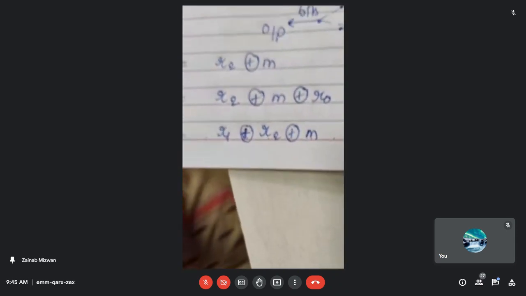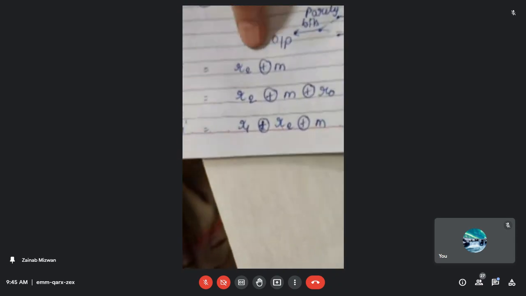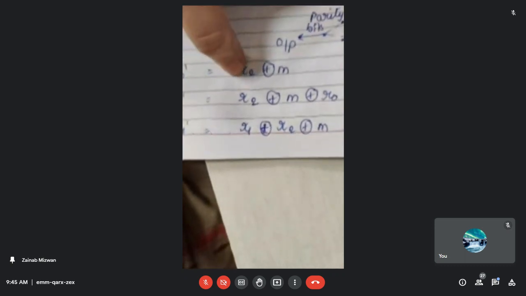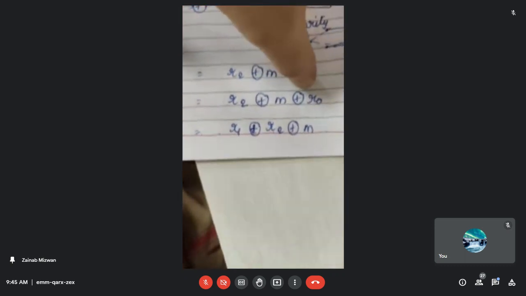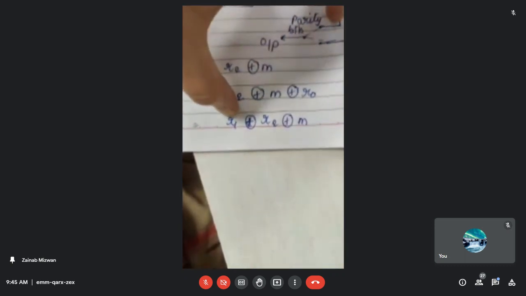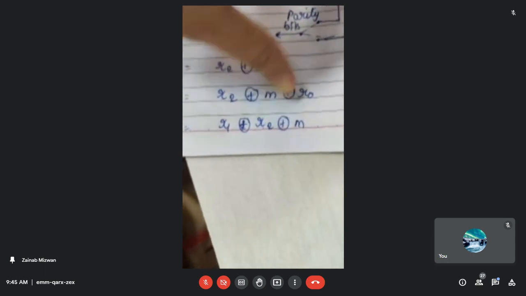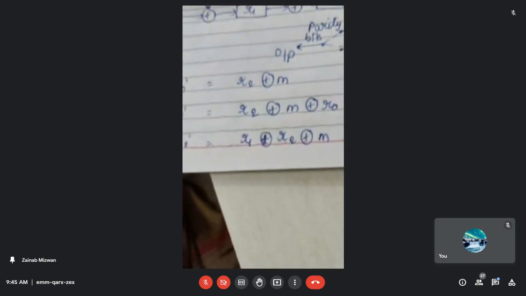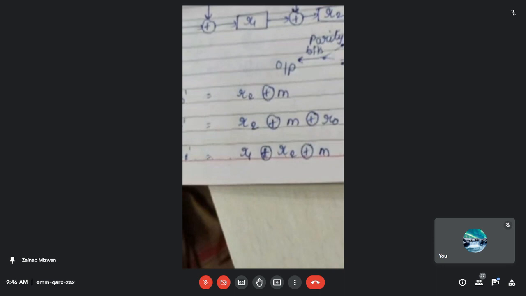This equation I have written: R0 dash equals R2 XOR M, R1 dash equals R2 XOR M XOR R0, and R2 dash equals R1 XOR R2 XOR M. All of you have written this equation.